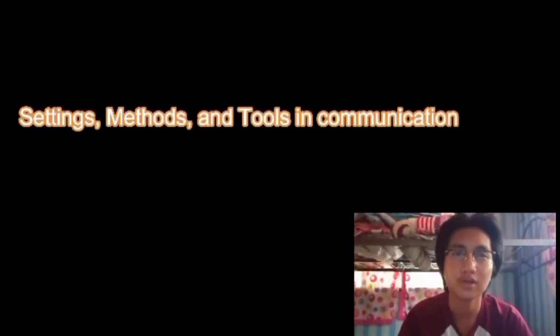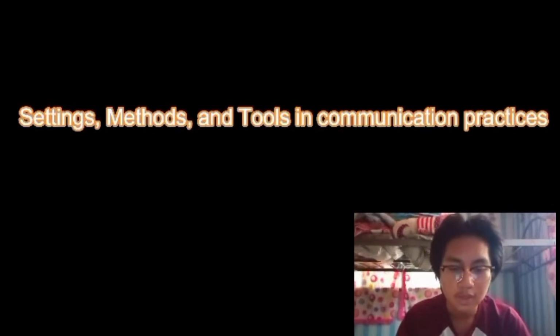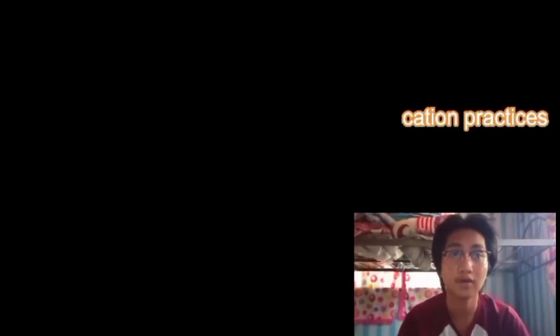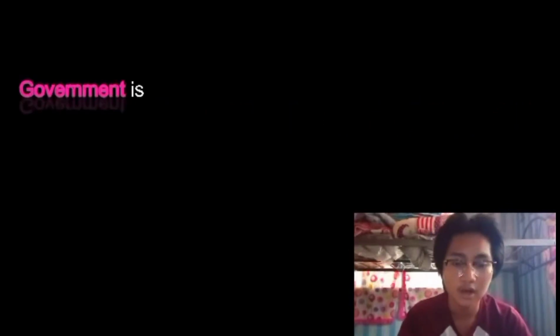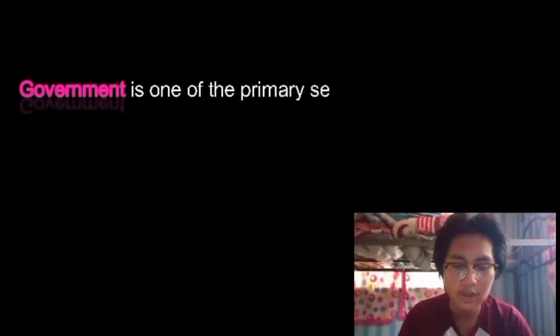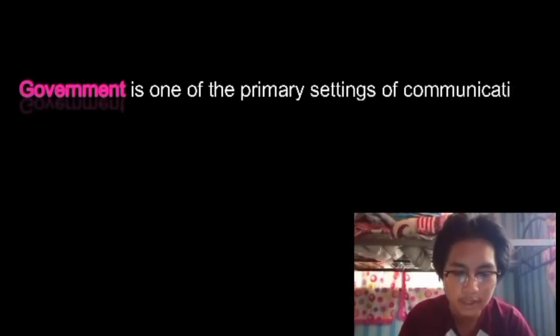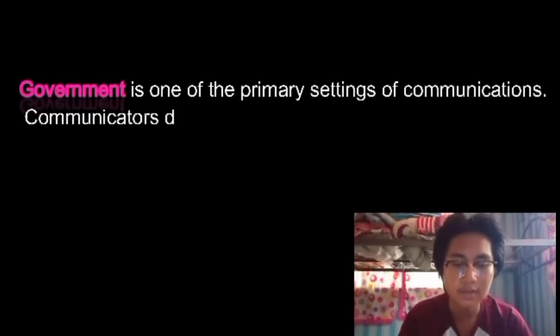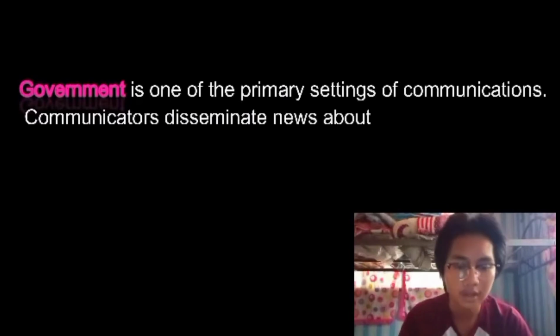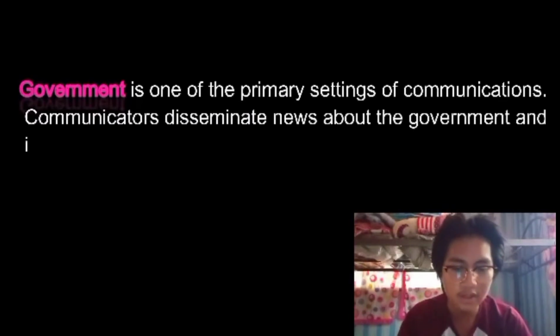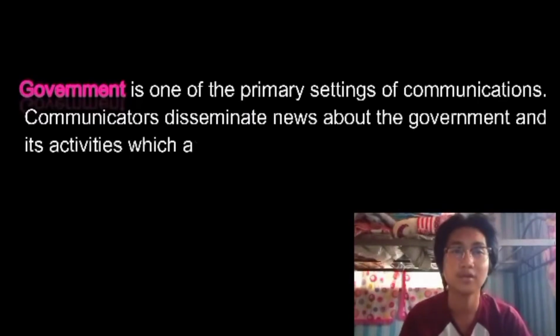So, good day guys. Today I will be discussing the settings, methods, and tools in communication practice. Communication settings include the following. First, the government. Government is one of the primary settings of communication. Communicators disseminate news about the government and its activities which are significant to the people.